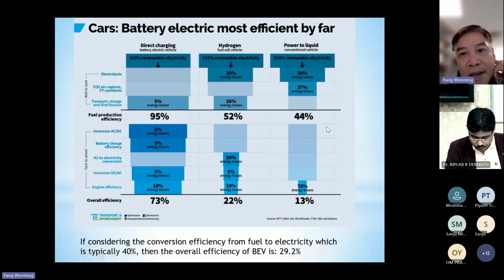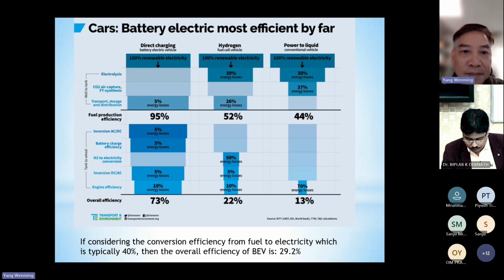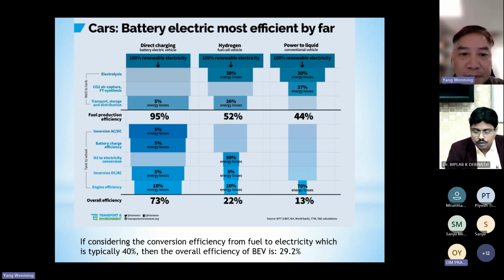So the only challenge for the countries, for the governments, is to invest a lot of money to build the charging stations and the infrastructures. So this one is a major challenge for the government. Thank you, sir. Okay, any more query from the participants?